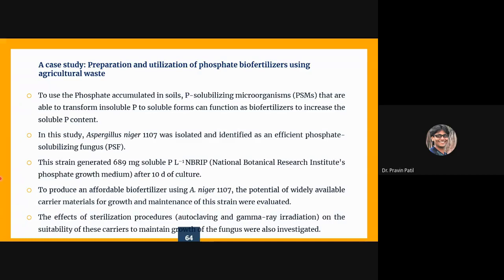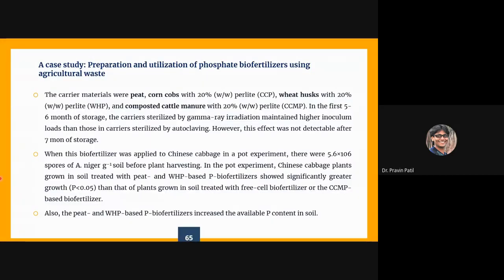So they have used different kinds of waste, whether it is corn cob, wheat husk, or composted cattle manure, as a carrier. So what they are doing is using the agricultural waste as a carrier. What they found is that in the first 5 to 6 months of storage, the carrier sterilized by gamma ray irradiation maintained high inoculum loads. So the shelf life was almost 100% preserved till the 6 months. However, after 6 months, it starts to decline. Since these are biomaterials, they will eventually start getting decomposed. But 6 months is quite an acceptable shelf life.